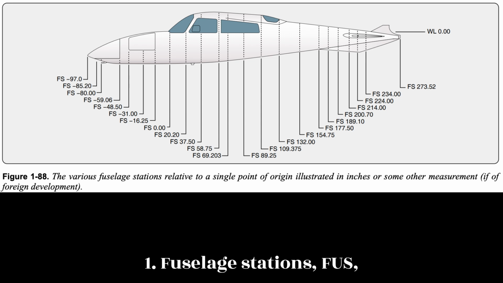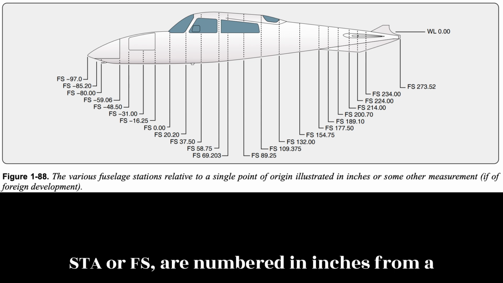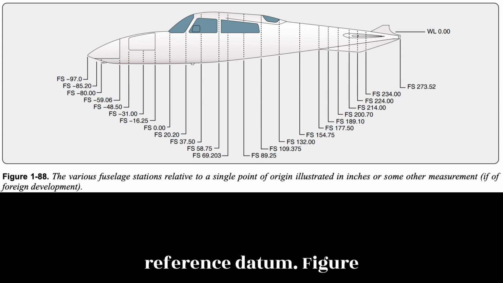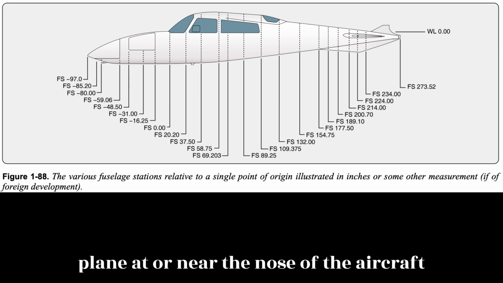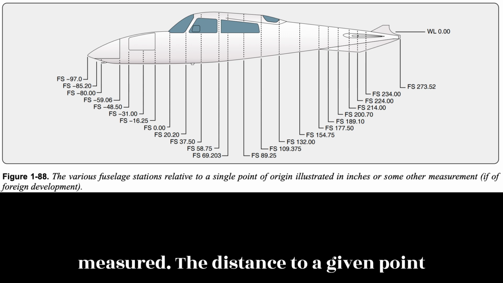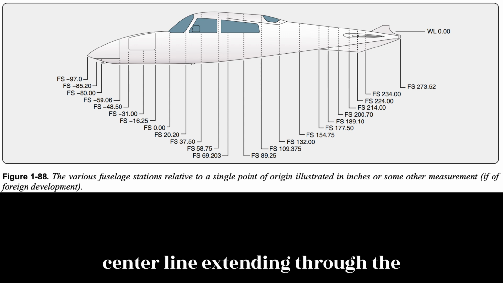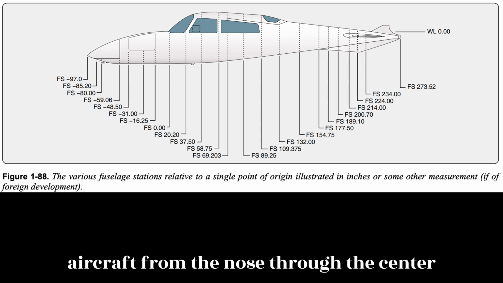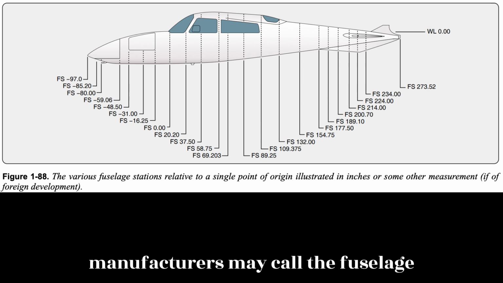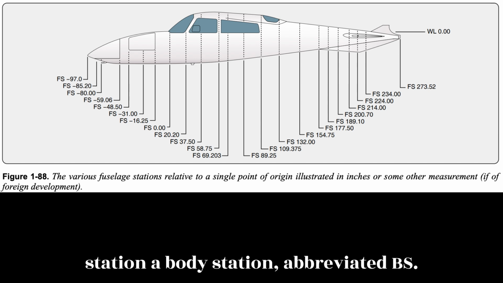1. Fuselage stations, FUS. STA or FS, are numbered in inches from a reference or 0 point known as the reference datum. Figure 188. The reference datum is an imaginary vertical plane at or near the nose of the aircraft from which all fore and aft distances are measured. The distance to a given point is measured in inches parallel to a center line extending through the aircraft from the nose through the center of the tail cone. Some manufacturers may call the fuselage station a body station, abbreviated BS.